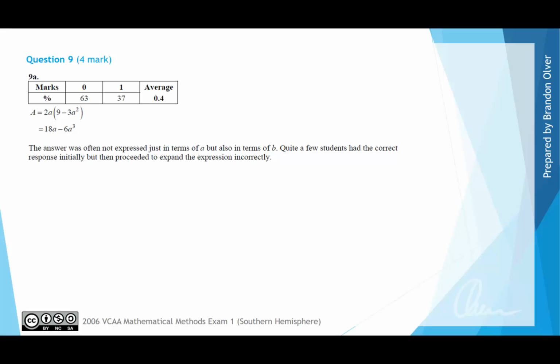In the examiner's report, we can see that only 37% of students received the full 1 mark for this problem. That was because some students expressed their answer in terms of a and b, not simply a, and quite a few students had the correct response initially, but then proceeded to expand the expression incorrectly, which is a danger that happens in these sorts of questions.